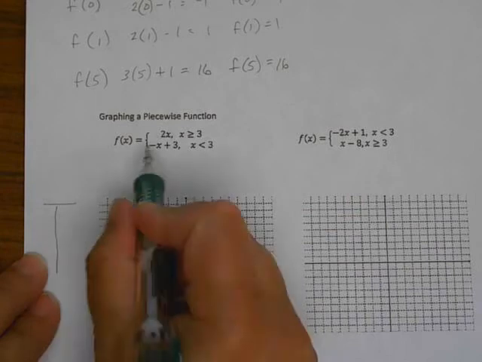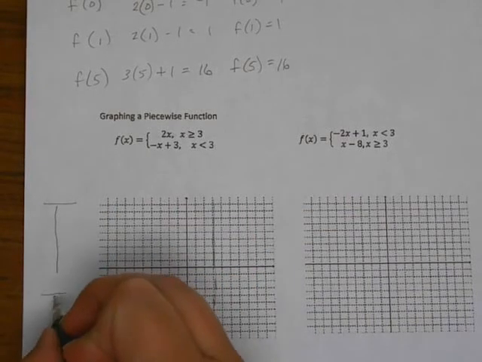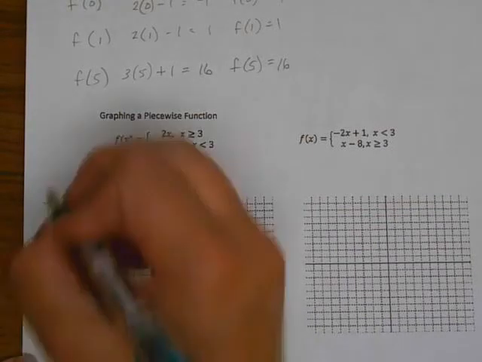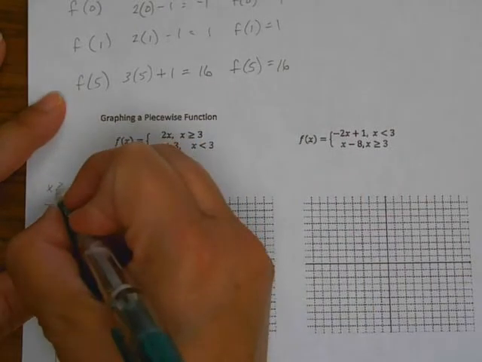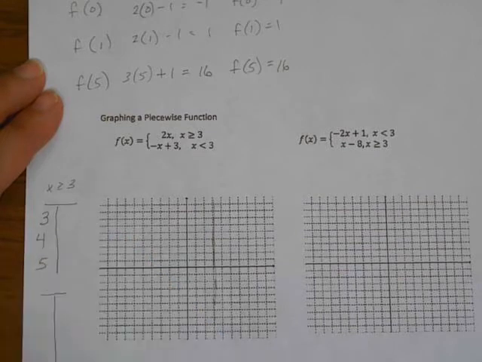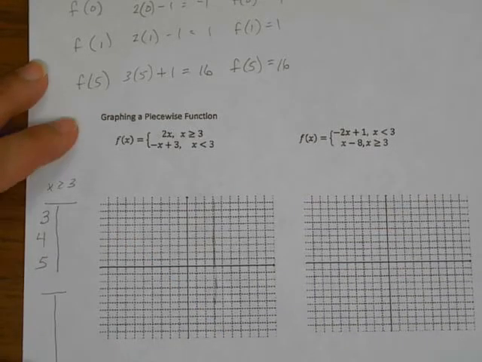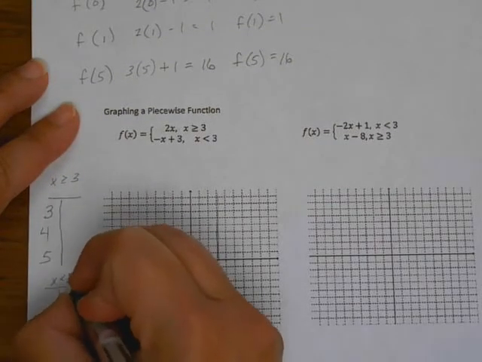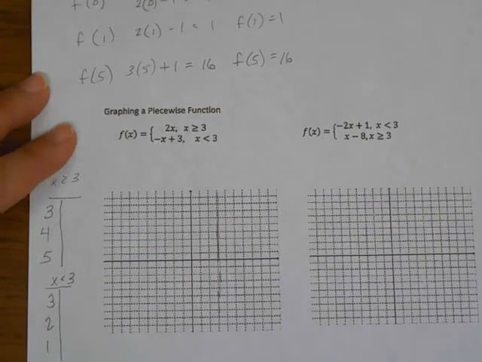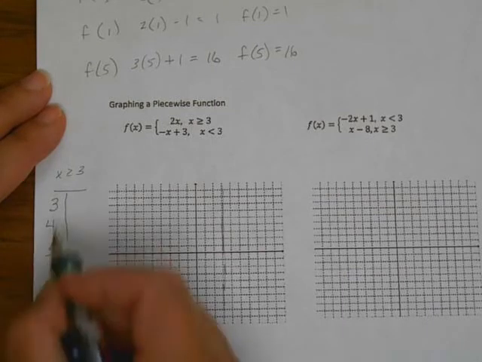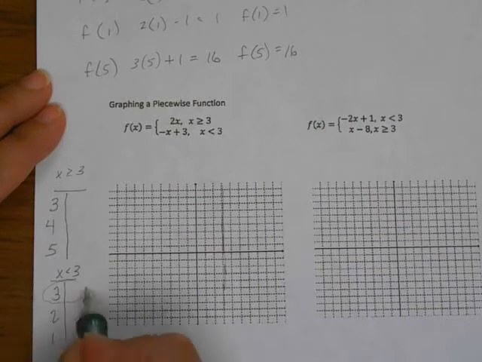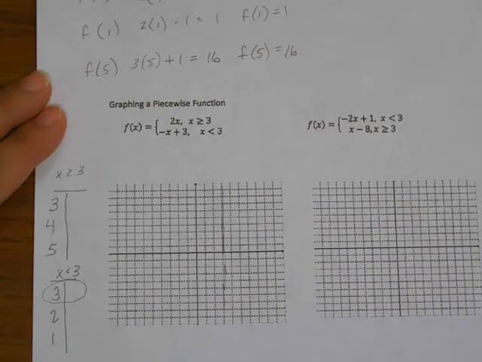So I'm going to have a table of values for the top equation, and a table of values for the bottom equation. The top equation is going to be the one where x is greater than or equal to 3. Since it's greater than or equal to 3, I'm going to have 3, 4, and 5. Those are the values I'm going to use for input. The other equation is going to be for when x is smaller than 3. So again, I'm going to use 3 and numbers smaller than 3. In this particular case, I'm actually including 3 in the first one, and I'm not here, so I'm going to circle that one with an open circle. And I think you'll see why in just a moment.